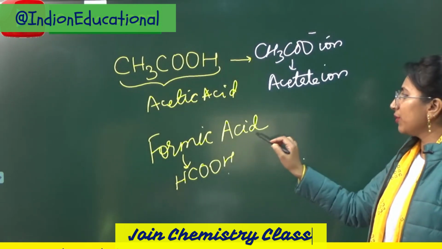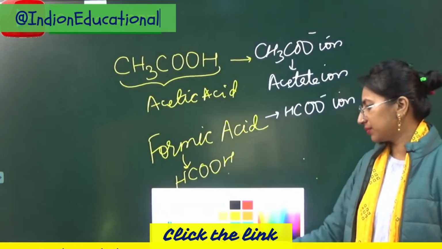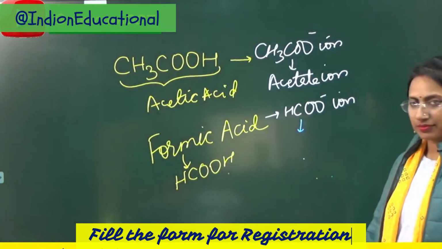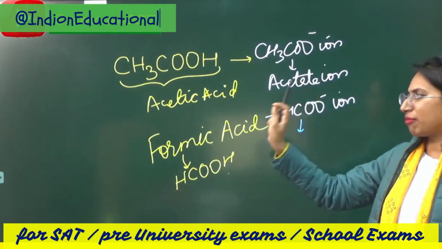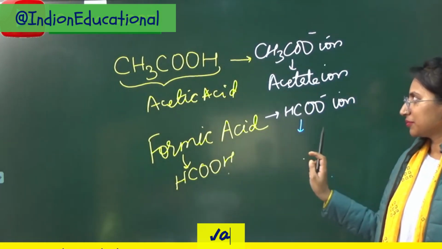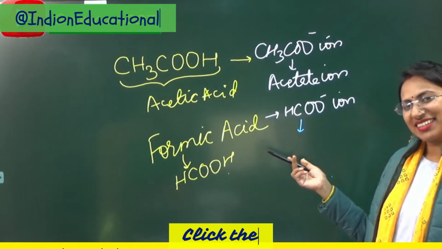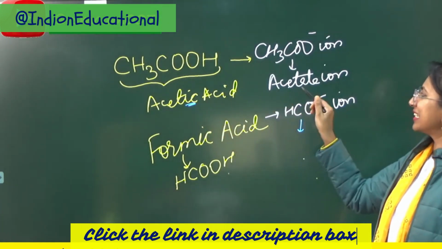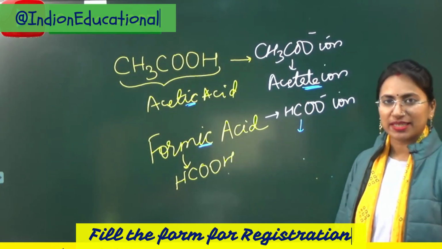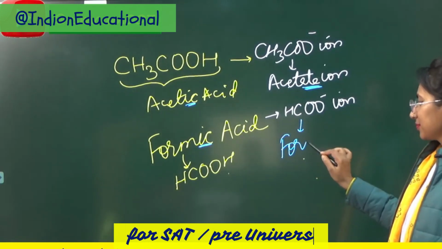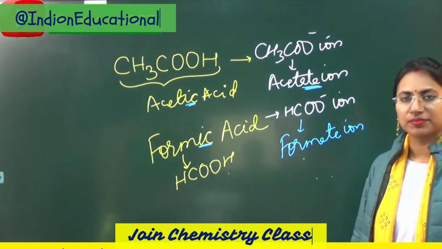And what will be the name of this ion? Can you try and name it? Acetate ion is from acetic acid, so this one is from formic acid. Formate. Acetic, acetate; formic, formate. Formate ion.